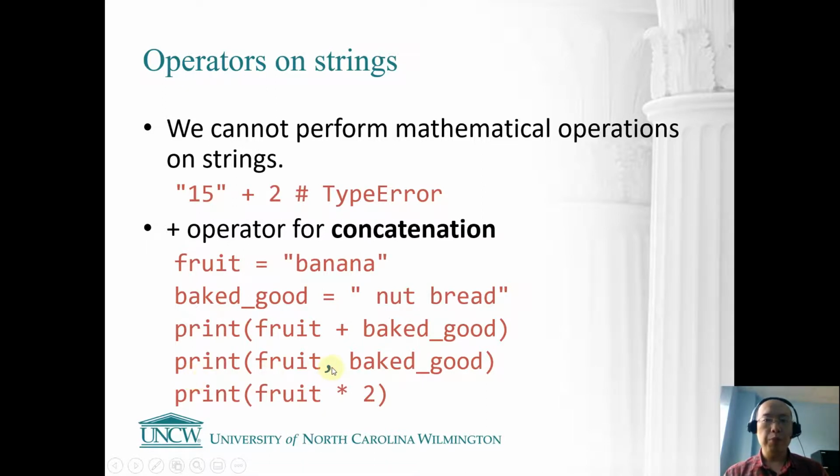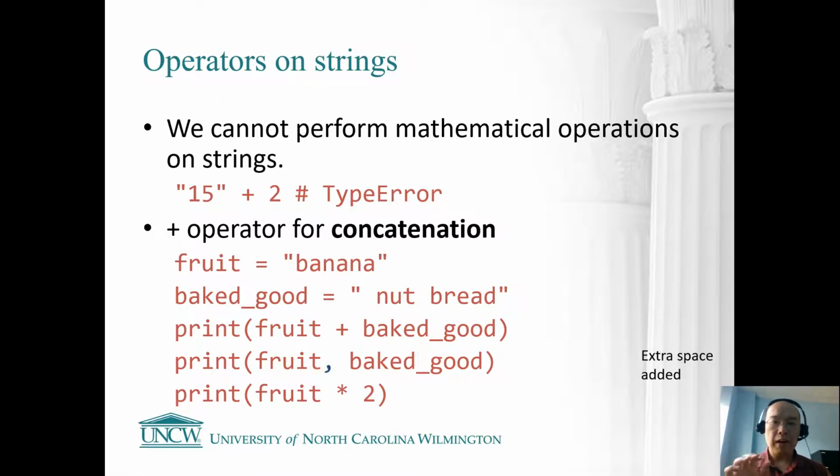Okay, and here is another trick we can do with the print statement. We can print multiple objects together in a single print statement. For this one, I do print fruit, then a comma, and then baked good. In this case, I need to remind you that there will be an extra space, because when you print the fruit, you get banana, and because you use a comma to separate those two objects, banana and nut bread, by using the comma, there will be an extra space introduced.